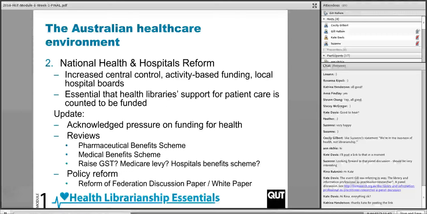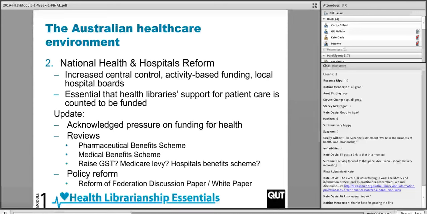Very topical at the moment is, should the GST be raised in some areas? What about Medicare levies? So as a health librarian, it's really important that you understand the bigger picture, the policy issues which relate to healthcare that you're going to be involved in directly in your work.